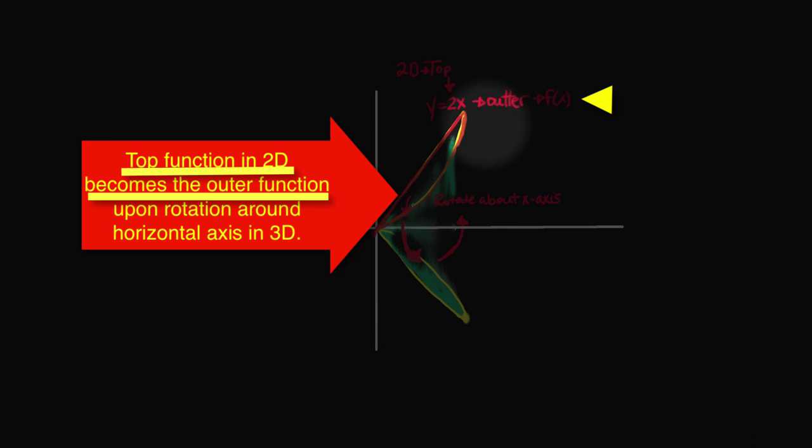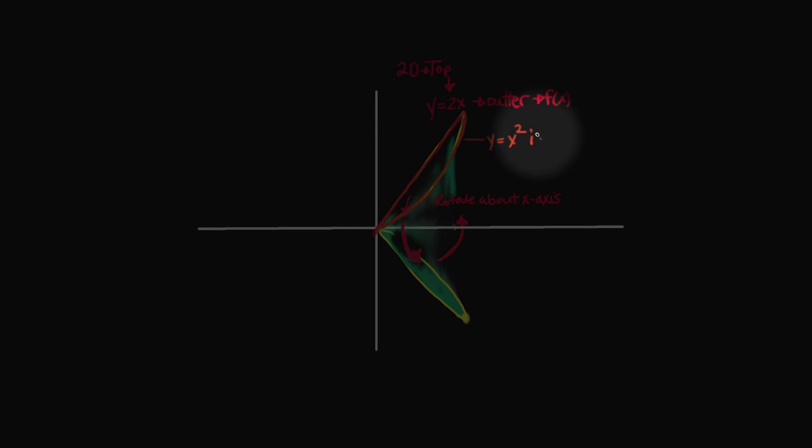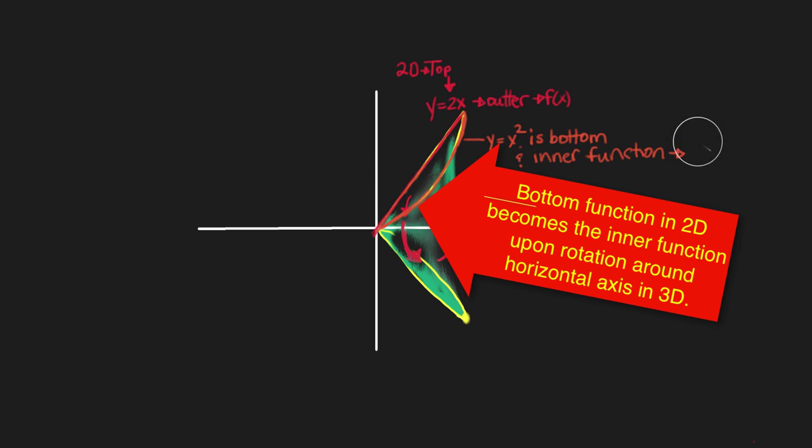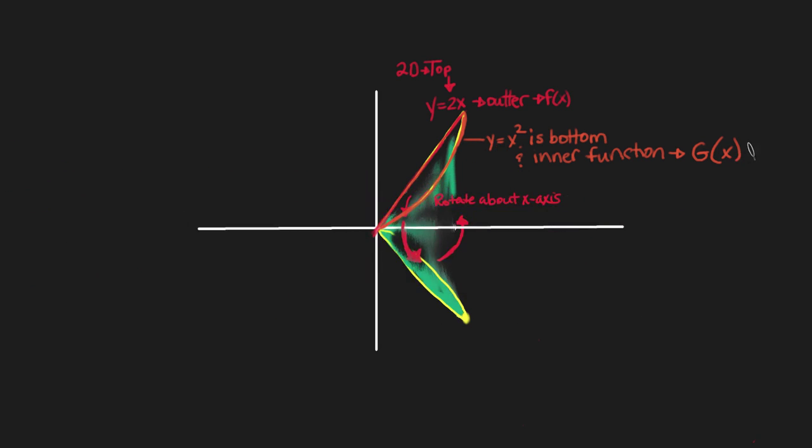Now when we're looking inside the region, you should be able to see that the region has a gap in it. The inner boundary, the reason we have a hole, is because of this function right here, which was part of your x squared. So y equals x squared is the bottom in 2D and the inner function when we look at it in 3D. So hence it's your g of x. And that's usually the hardest part for most people, assigning which one's your g of x and which one's your f of x. So now it's just a matter of plugging and chugging into your formula.